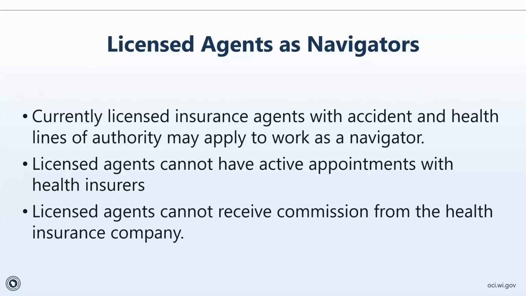Agents that hold an active intermediary license with the Accident and Health Line of Authority and complete the Wisconsin and federal training to be a navigator may apply to be licensed as a navigator. However, an agent cannot have any active company appointments with a health insurance company and cannot receive commission from the health insurance company to act as a navigator. Agents must be certified by the Federal Exchange as a navigator and be affiliated with one of the entities that receive a federal navigator grant. Next slide, please.